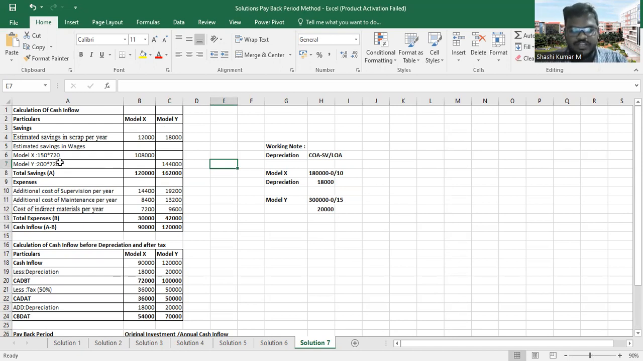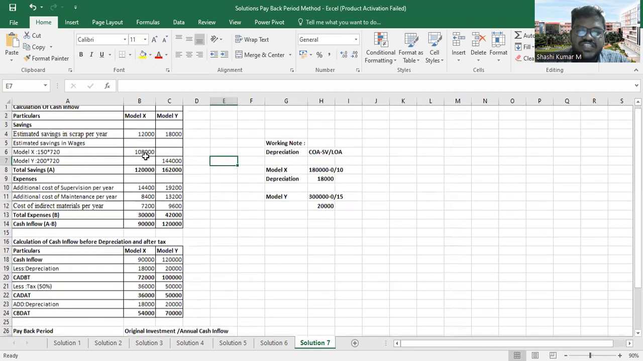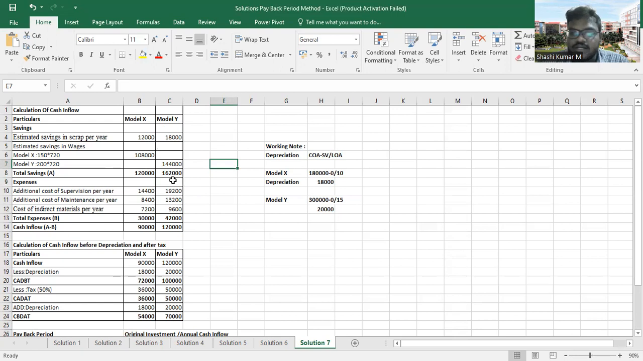For model X, 150 into 720. In this question they have said that workers are not required. Using this model, the number of workers is reduced, and the cost is 720 per head. So 150 workers are not needed. For one worker we are paying 720, so the total is 1,08,000, and the same way for model Y. So total savings is 1,20,000 for model X and 1,62,000 for model Y.